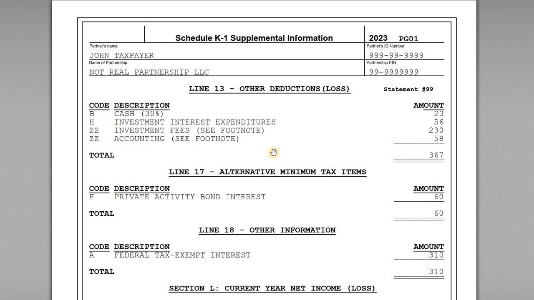But the information is still provided by the partnership. It's just up to the individual to determine whether or not those can be deducted. In our case, we're not going to deduct these. We know they're 2% miscellaneous deductions, and so we're not going to report them on our Schedule A.